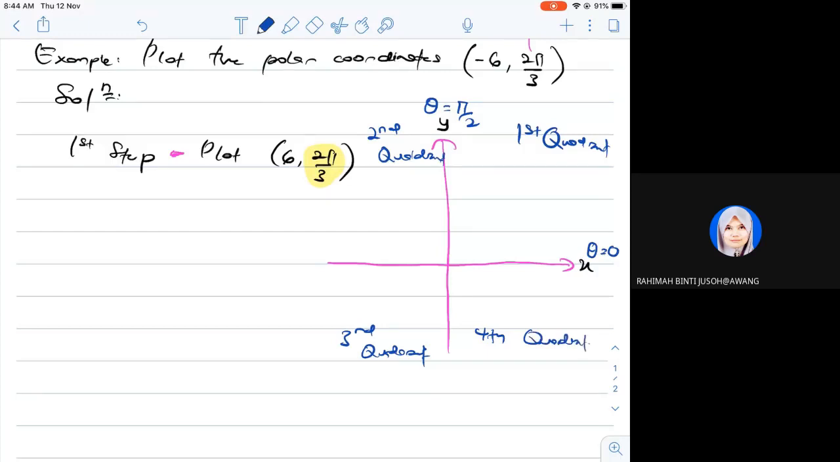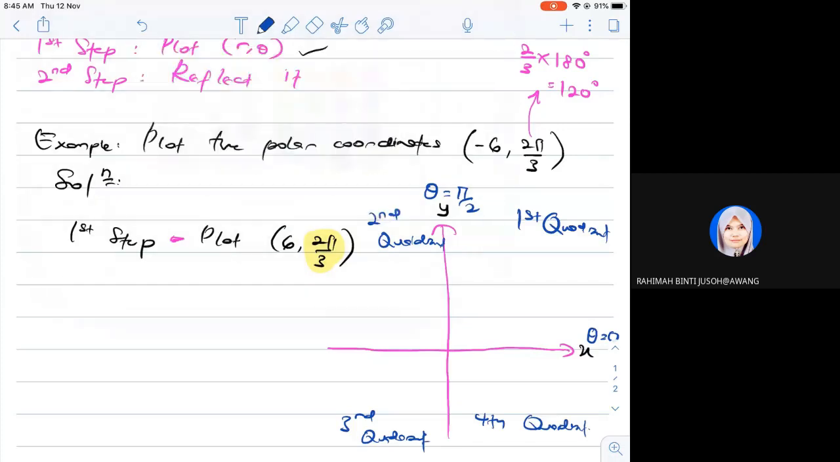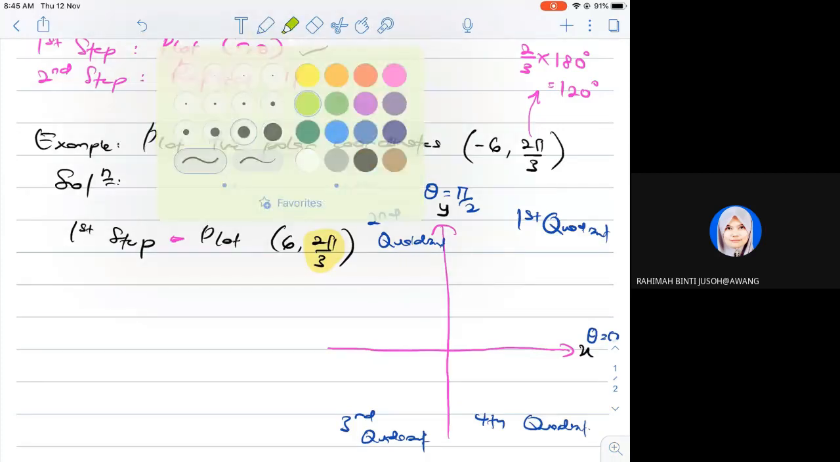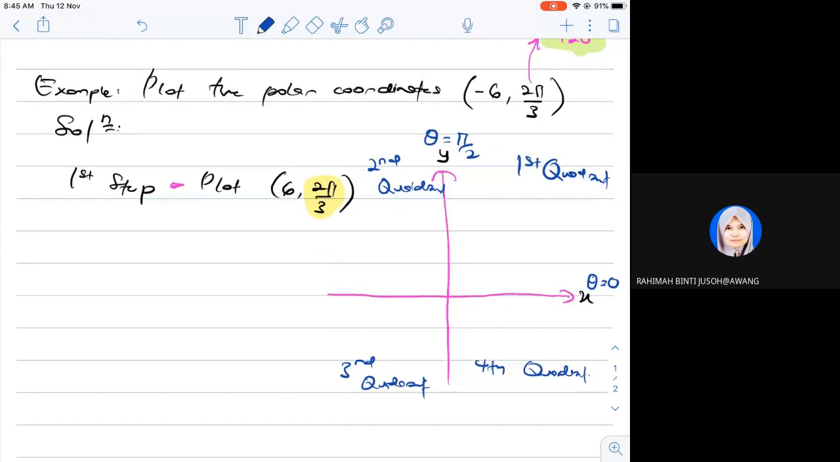So 2 pi over 3 is located in which quadrant? Second. Second quadrant. Well done. Because we have 120 degrees, so it should be located in the second quadrant. Let us plot this coordinate. I will put just a dotted line because this is not our answer. This is just a positive radius. So 1, 2, 3, 4, 5, 6. Let's say here. So this is the position of the coordinate 6, 2 pi over 3.